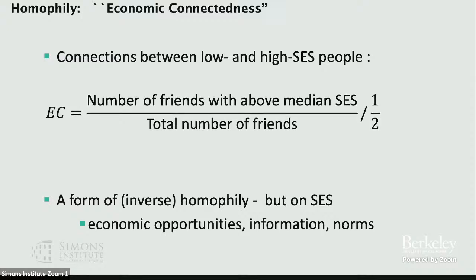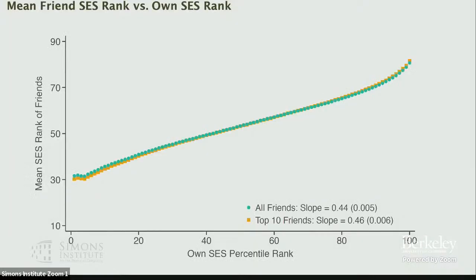So economic connectedness is the number of friends with above-median income over the total number of friends, divided by a half. This ratio should be a half if you had a normal, representative group of friends. If it's bigger than a half, you're more connected to the rich. If it's smaller than a half, you're less connected. First of all, this is just the mean.